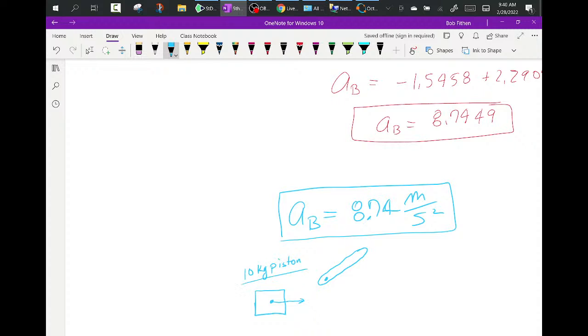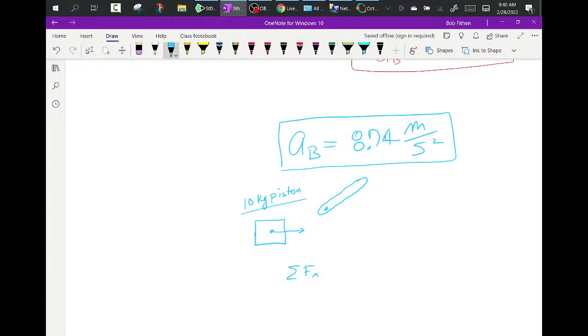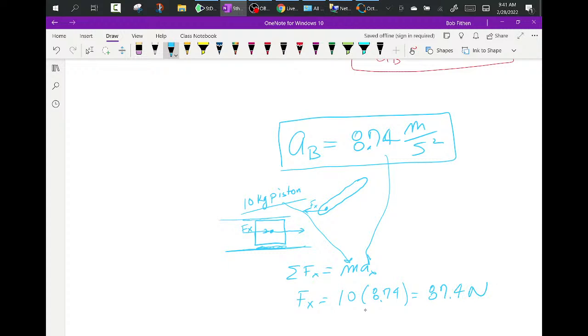So if this thing's worth 10 kilograms, the next thing you do, sum of the forces in the x equal mass times acceleration in the x. Let's say there's no friction, like it's really oily. And so then you just have the force that this rod, I'm just calling it, I'm going to put it in there in this direction. If I do, then it has to go equal and opposite. So this I'll call Fx. So just Fx is equal to 10 times 8.74, or 87.4 newtons.